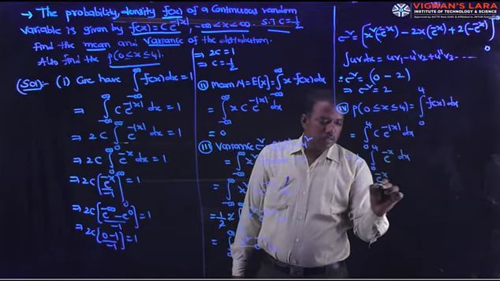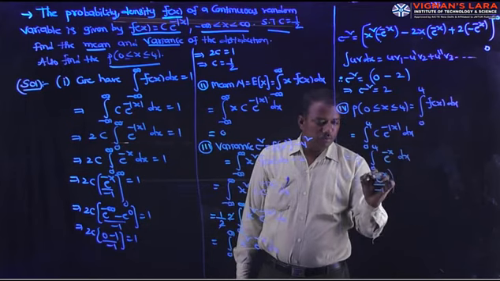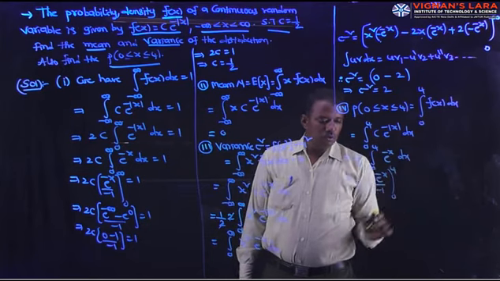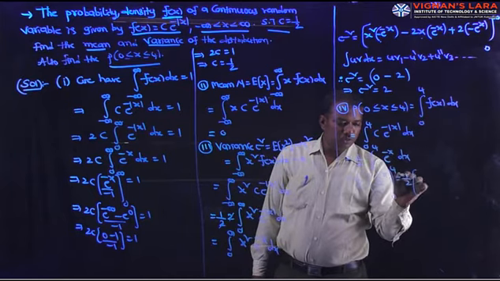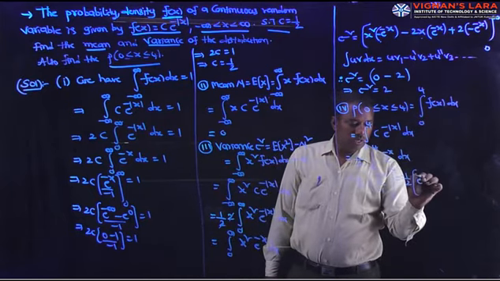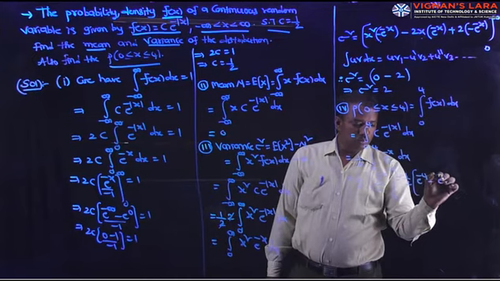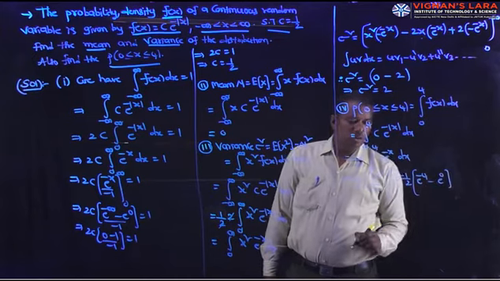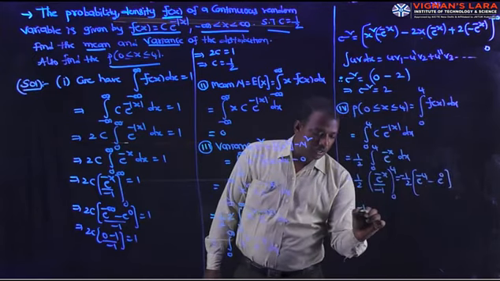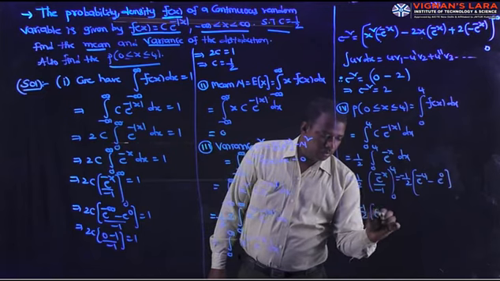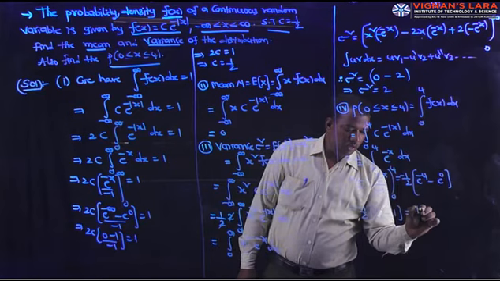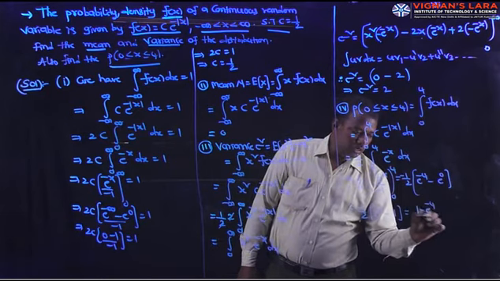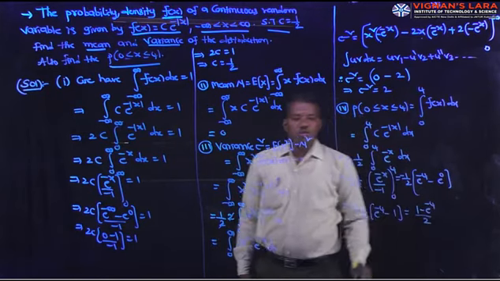E power minus x by minus 1 between 0 and 4, that equals 1 by 2 into, or minus 1 by 2 into, e power minus 4 minus e power 0. e power 0 value is 1, so it is minus 1 by 2 into e power minus 4 minus 1. Again it can be written as 1 minus e power minus 4, by 2. That is the probability between 0 and 4.